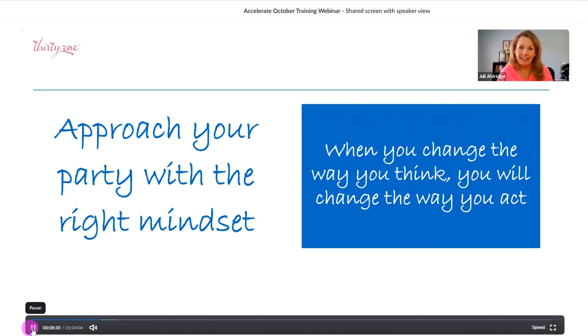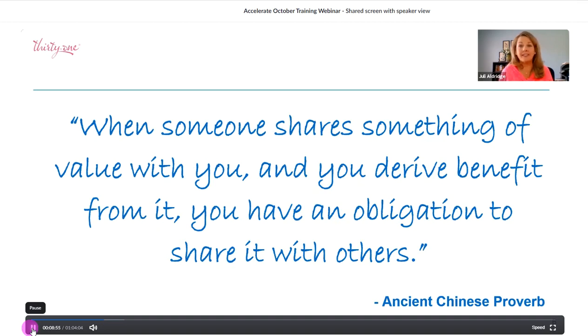After all, people need what you have to offer. And recruiting is offering the incredible 31 business to others so that they can benefit from the business the same way that you have. Did you catch that? So they can benefit the way that you have. Recruiting isn't about you, it's about them. Now, there's an ancient Chinese proverb that says, when someone shares something of value with you and you derive benefit from it, you've got an obligation to share it with others. I absolutely love that proverb. You're deriving benefit from your 31 business, so you've got an obligation to share it with others.